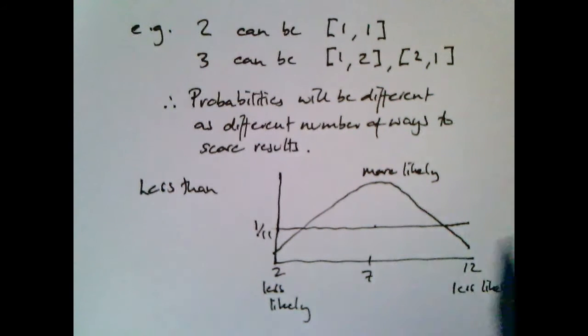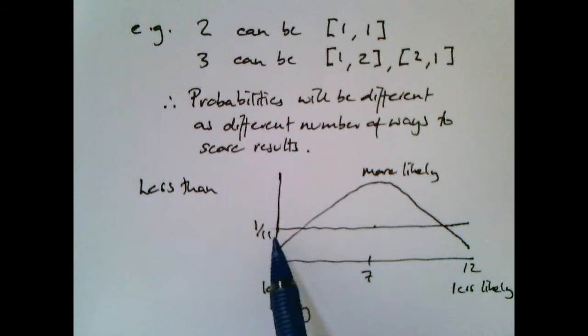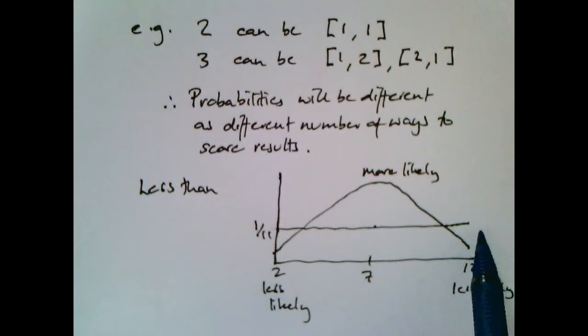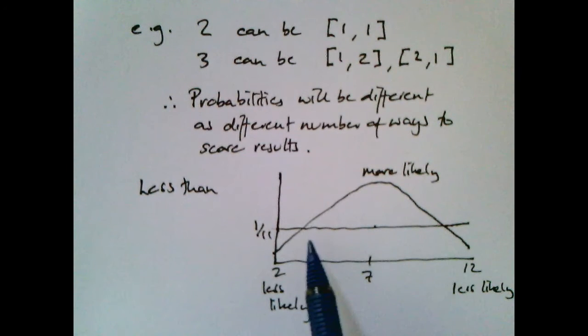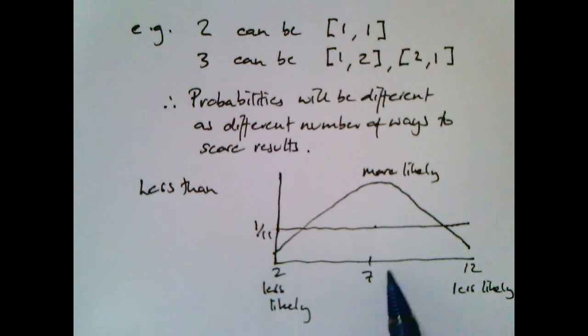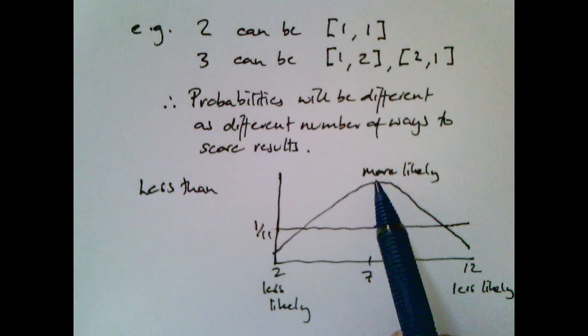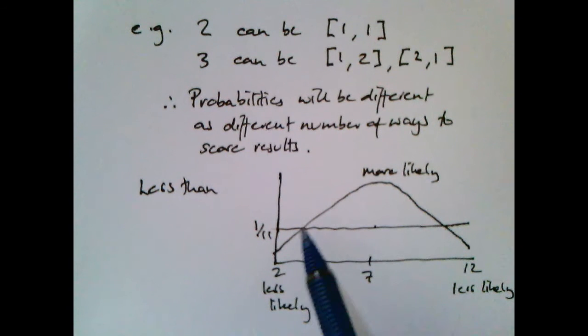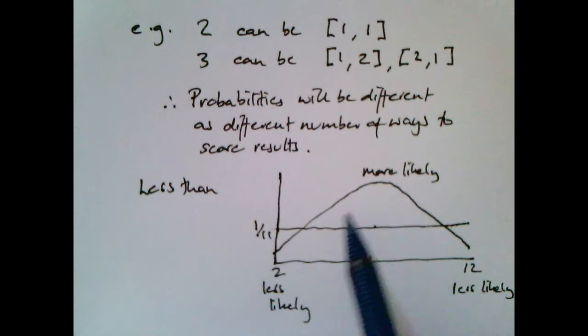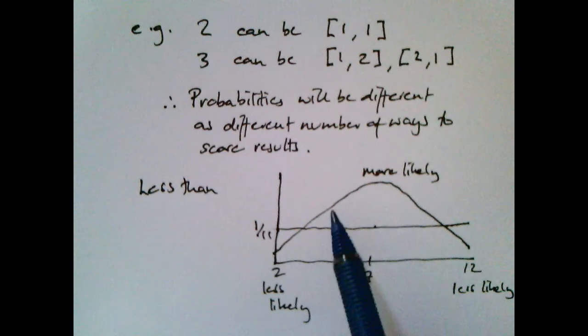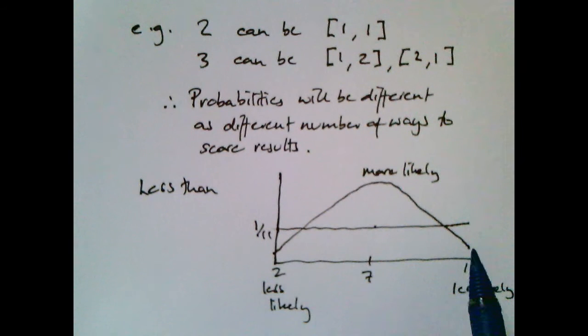Okay, so what's happening is, if they were all just as likely as each other, they would all be 1/11th. It would be evenly spread. But as we look at it, 2 is much less likely than 7, and you kind of need to compensate. These all need to add up to 1 in total.